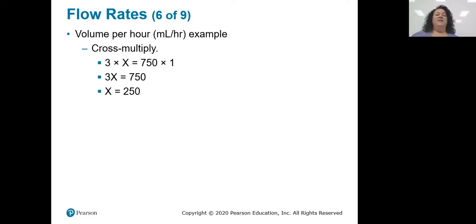And then we have to isolate that X. It's currently being multiplied by the 3, so you're going to have to divide by 3. And what you do to one side of the equal sign, you must also do to the other side. So on one side, we get that X equals, and 750 divided by 3 is going to give you 250. So we would be administering 250 milliliters per hour with the scenario that was presented to us. So let's look at a couple of example problems.